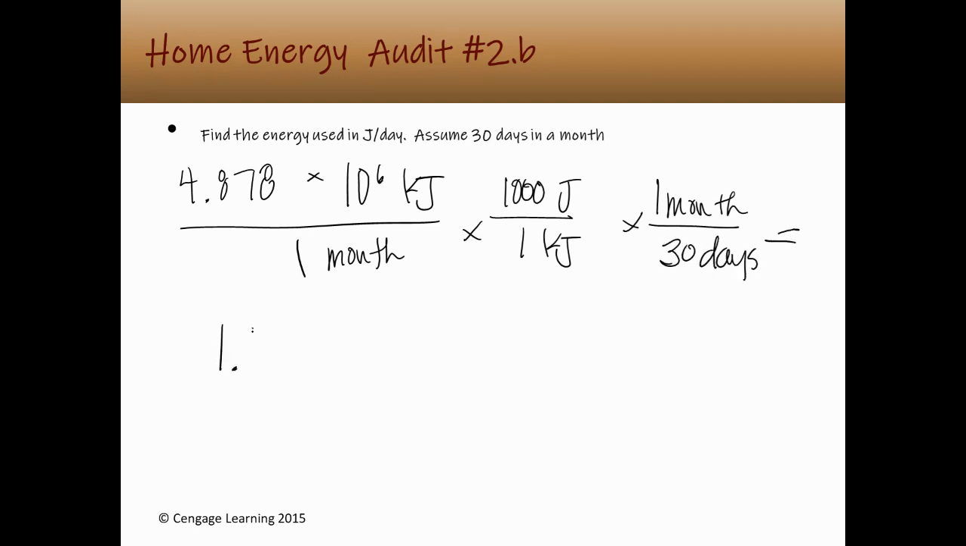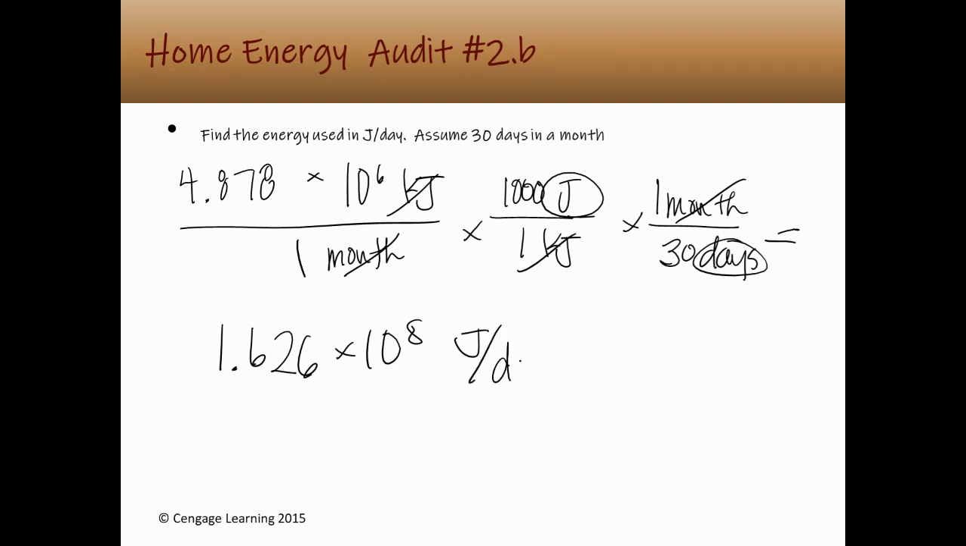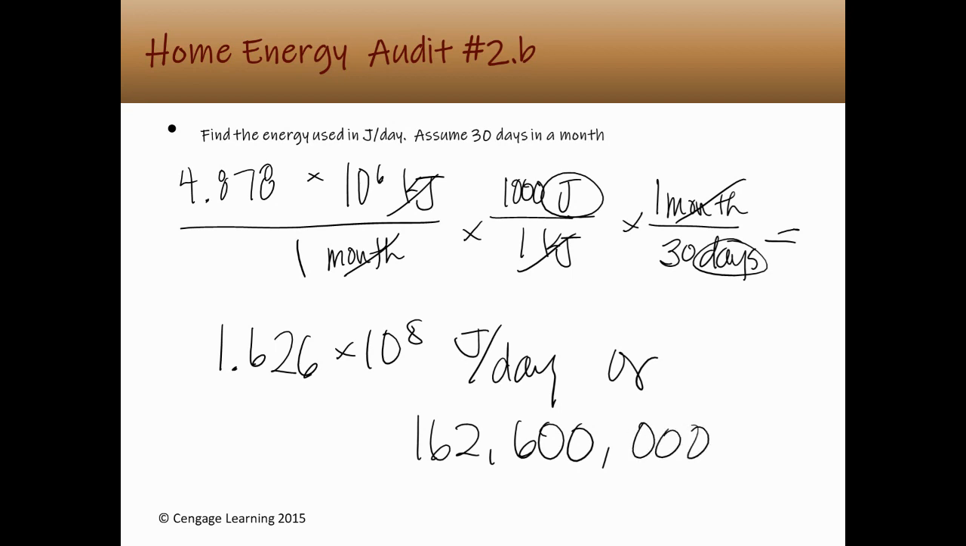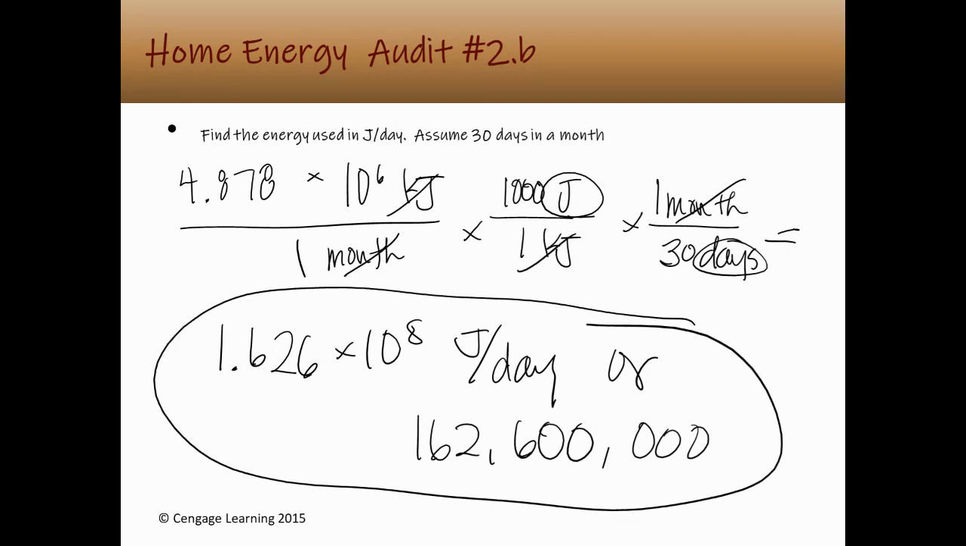And that's going to give us a joules per day. So cancel, cancel, cancel, cancel. We're left with joules per day. 1.626 times 10 to the 8th joules per day, or 162,600,000. Why is that number bigger than the previous if we're talking per day? Well, it asked for in joules, not in kilojoules. If it was in kilojoules, it would obviously be less. So there's our answer for part B. This is part B.